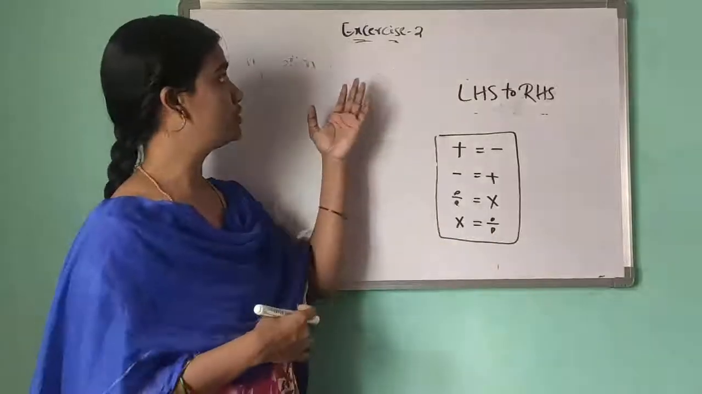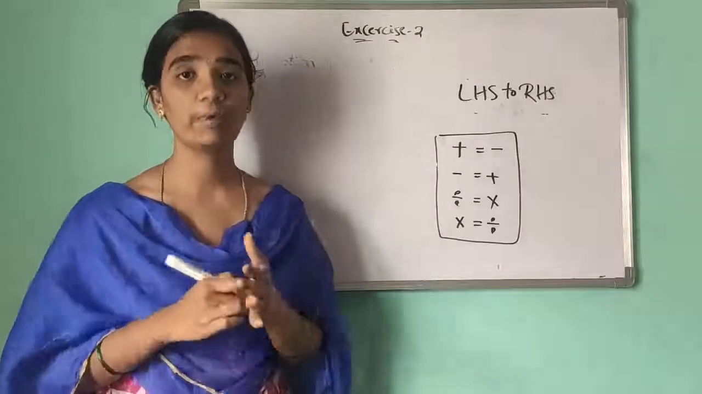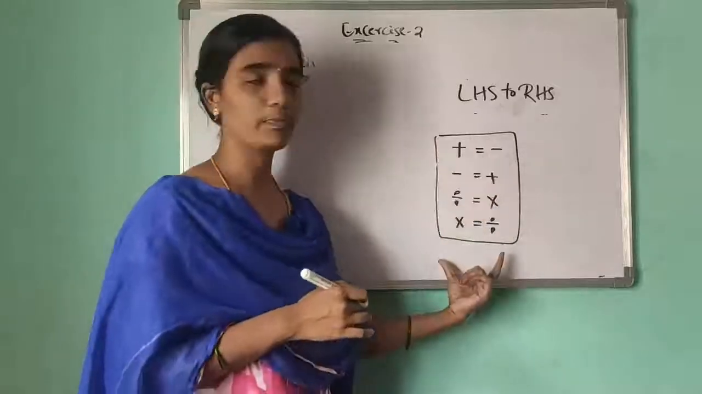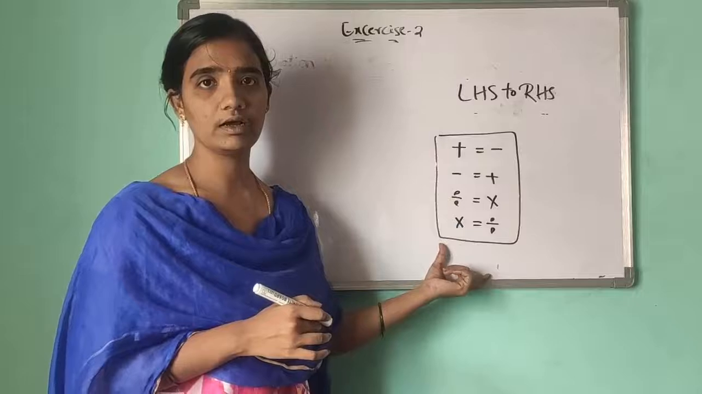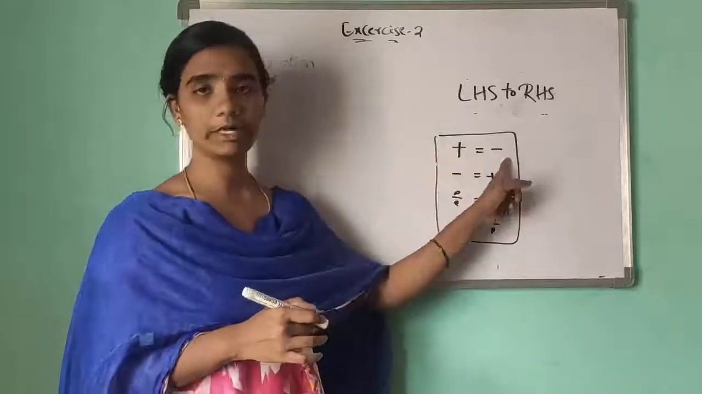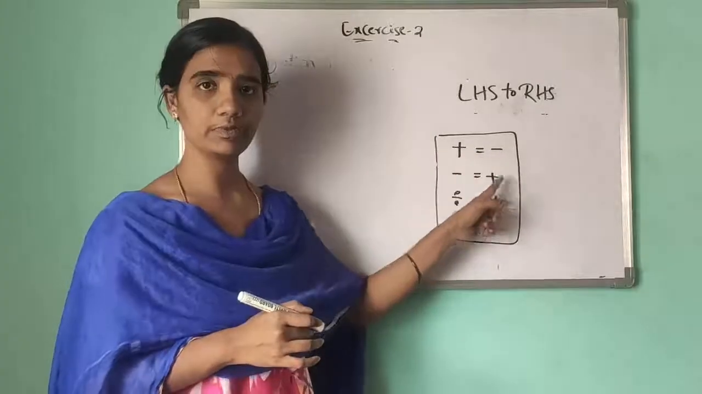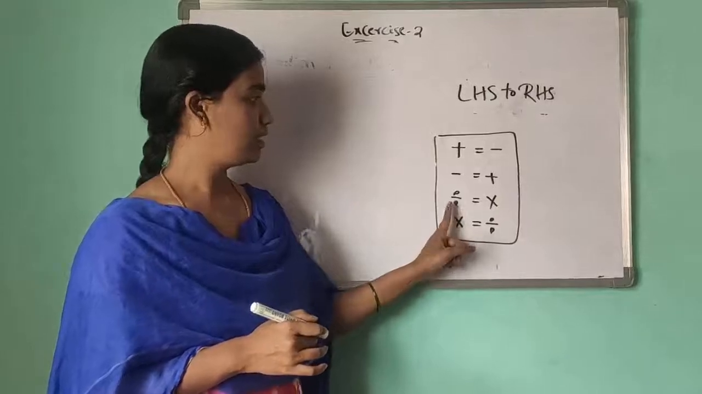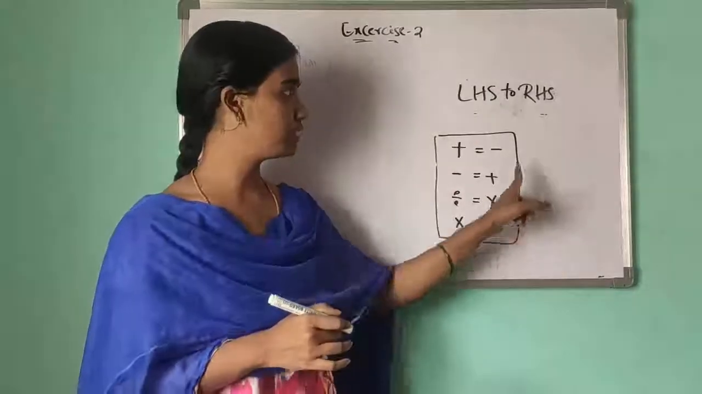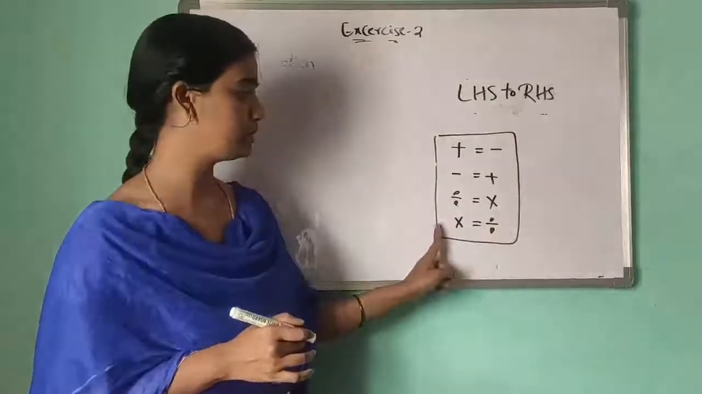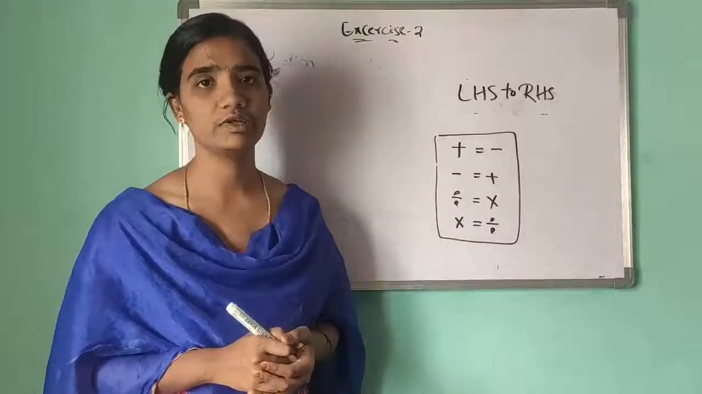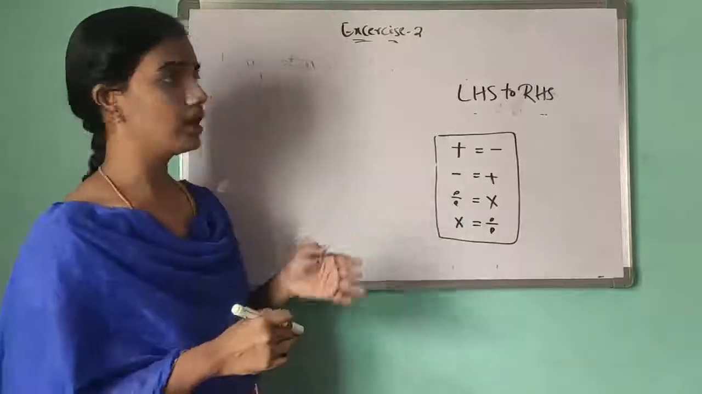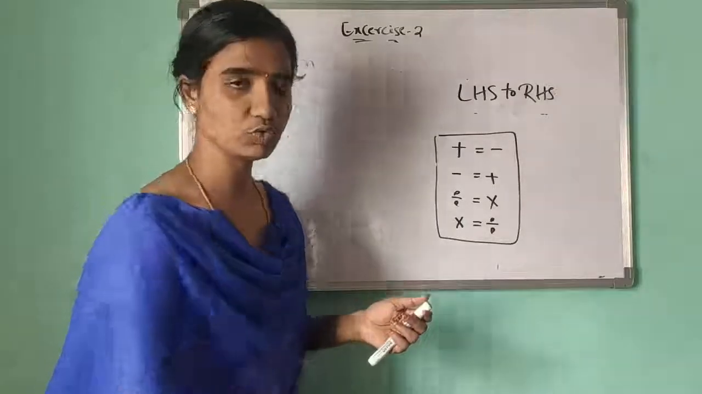So before starting exercise number 2, we have to remember these four properties, that means four operations, right? Addition will become negative. Negative will become addition. Division will move to the right hand side as multiplication. Multiplication on the left hand side will become division on the right hand side, right? Then you can start your exercise number 2.